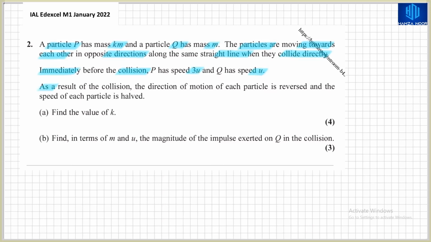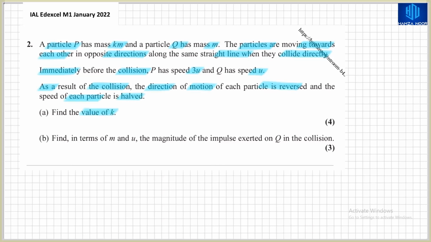As a result of the collision, the direction of motion of each particle is reversed, and the speed of each particle is halved. Part A says find the value of k.